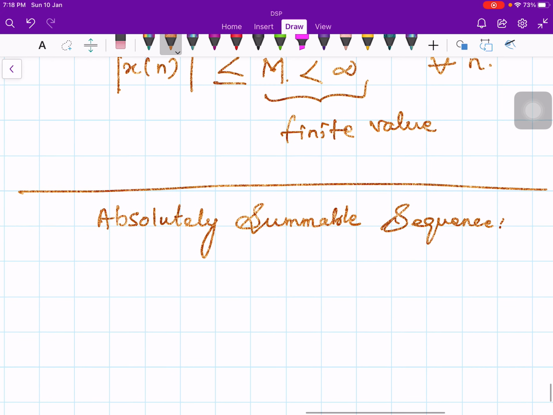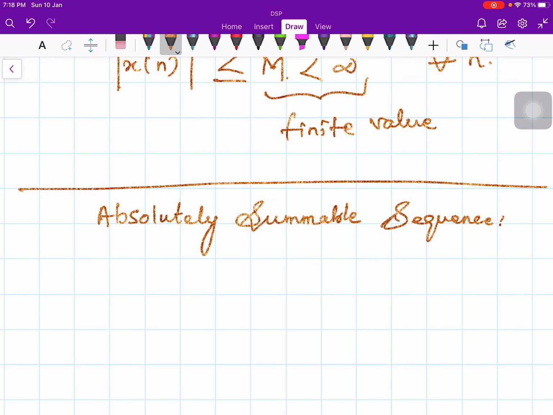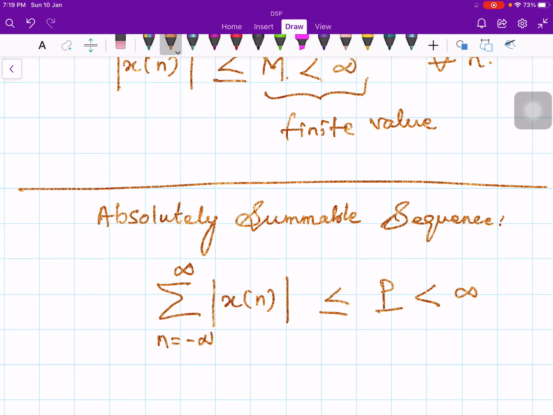Okay, so if the summation of the magnitude of x of n is bounded over its total length, you take x of n, sum them up, let's say n equals minus infinity to plus infinity. This total summation is bounded to some number, let's say capital P, and this number is a finite number, so I put a less than infinity. So the summation is taken in general from minus infinity to plus infinity. It is bounded, then x of n is said to be an absolutely summable sequence.